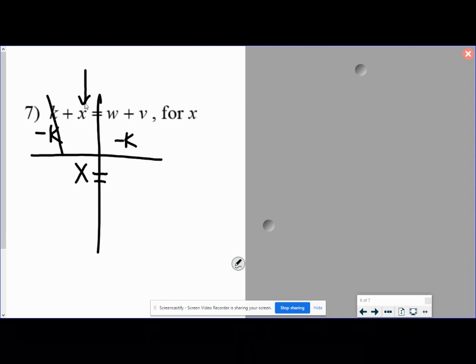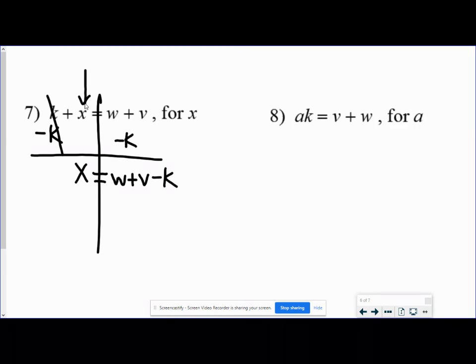I would just leave the stuff that you had to start with, w plus v, and then we'll just tack on that minus k at the end. So if you haven't noticed yet, this is all just exactly the same steps that we used when we were solving equations, but we're just not crunching any of the numbers. All we're doing is just moving stuff around, but we know all of the steps that we need to take to do that, to move stuff around.